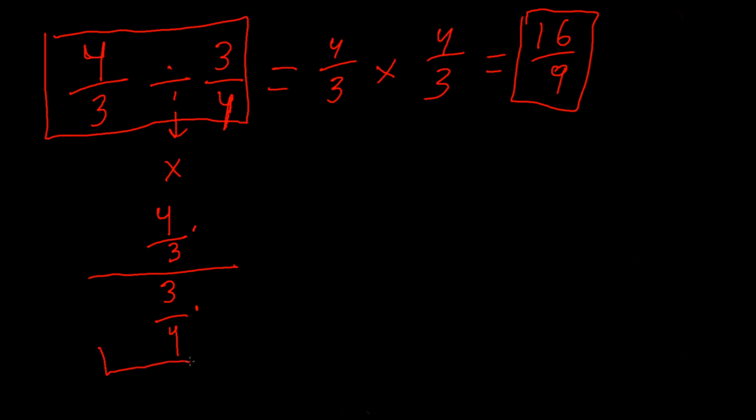Our goal right here is to turn this bottom number, the denominator, into a 1. So we want this to become a 1. And whenever you want to turn a number into a 1, you multiply it by the reciprocal of it. So we do 3/4 times 4 over 3, right? Let me erase this thing. And whatever we multiply to the bottom, you also have to multiply to the top.